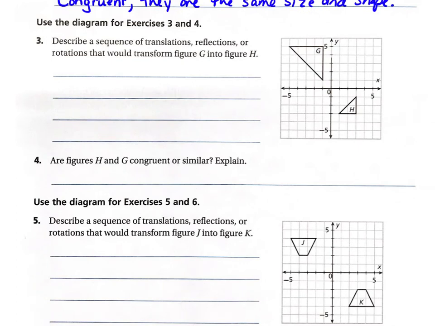Number 3, describe a sequence of translations, reflections, or rotations that would transform figure G into figure H. Well, it's just looking for translations, reflections, and rotations. And this figure got smaller. So that means there had to be a dilation, at least a dilation. So that's not possible. It's not possible using only translations, reflections, or rotations.